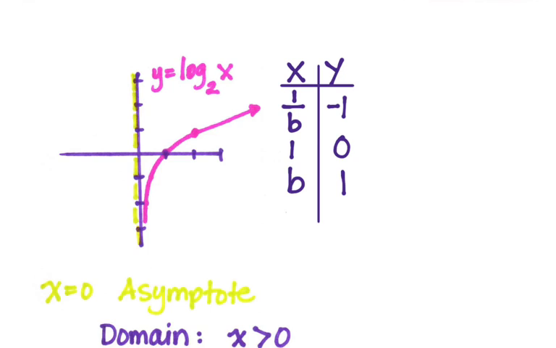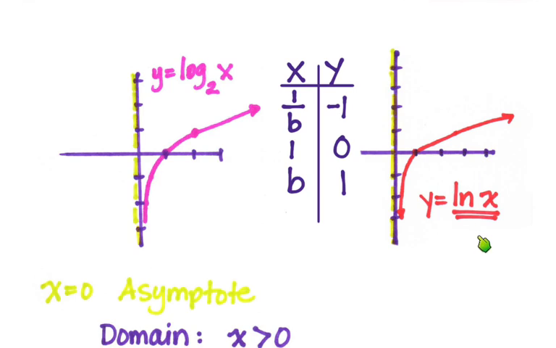The domain, meaning what x values, you can see from the graph, you've always got anything greater than 0. So my domain is greater than 0. Again, for exponential, it was my range that was greater than 0. Now it's my domain that is greater than 0, because again, reciprocals, you switch your x and your y.